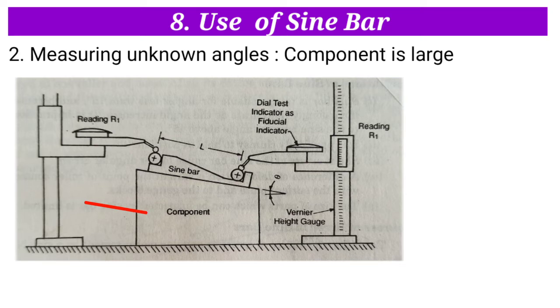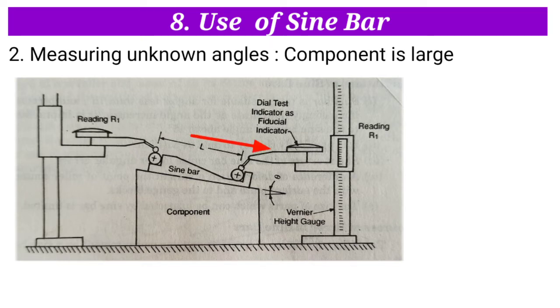When the component is of a large size or heavy, in such cases the component is placed over a surface plate. The sine bar is placed over the component as shown in the figure. The height over the rollers can then be measured by a vernier height gauge, using a dial test gauge mounted on the anvil of the height gauge to ensure constant measuring pressure.